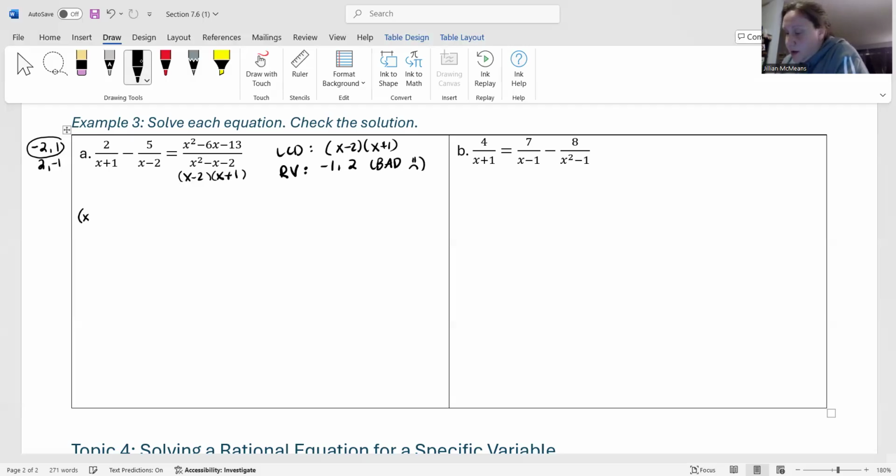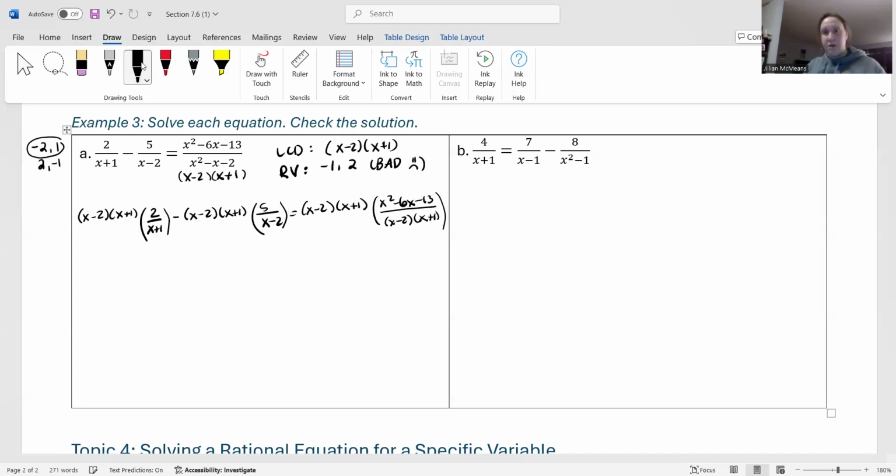So I'm going to show multiplying all of the terms by the LCD. So the first term, the LCD is x minus 2, x plus 1, and I'm multiplying it by 2 over x plus 1. And then I'm going to subtract the LCD times the middle term, which is 5 over x minus 2. And that's going to equal the LCD times the third term, which is x squared minus 6x minus 13, all over x minus 2, x plus 1. So a little scrunched, but hopefully you can see it.